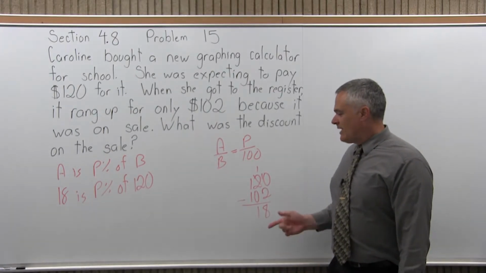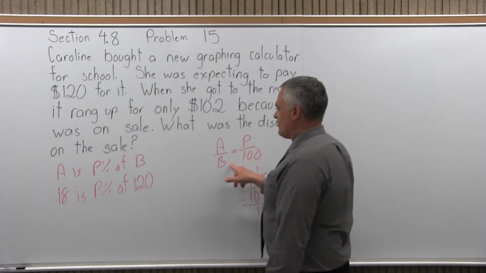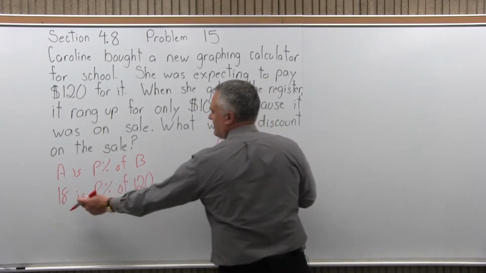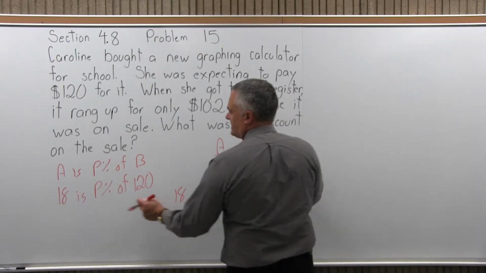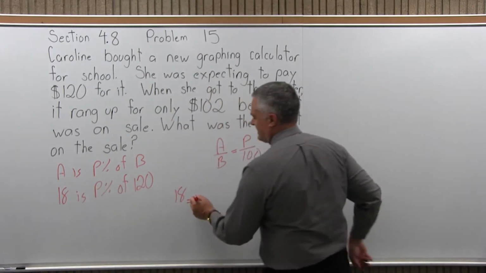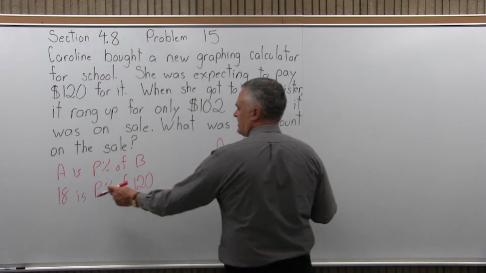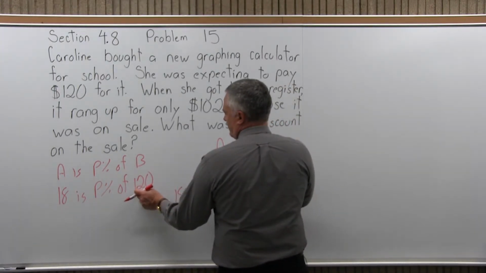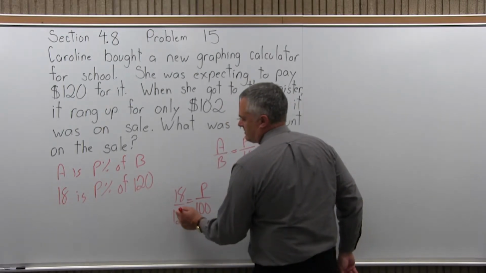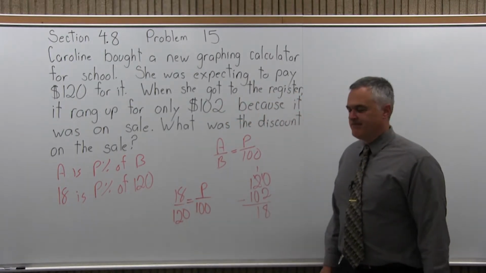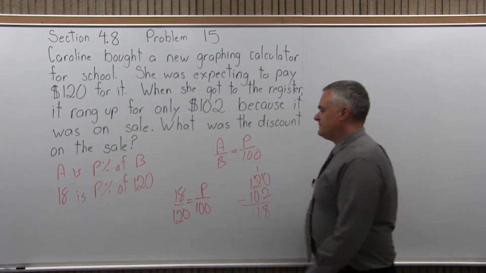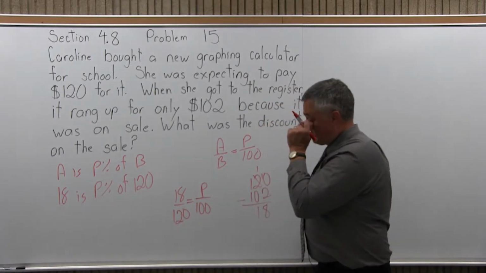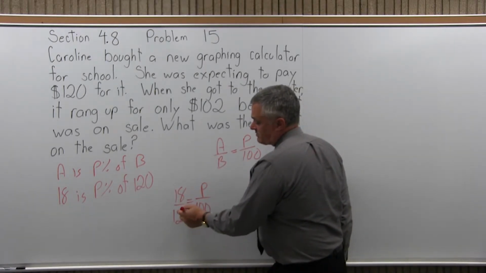So now that I have that, let's fill in this formula. So the A is 18. The "is" becomes an equals. The P is unknown, so it stays a variable. It is P. The percent turns into a 100. Under the 18, the B is 120. So here I have a fraction, an equation, and I can cross multiply.